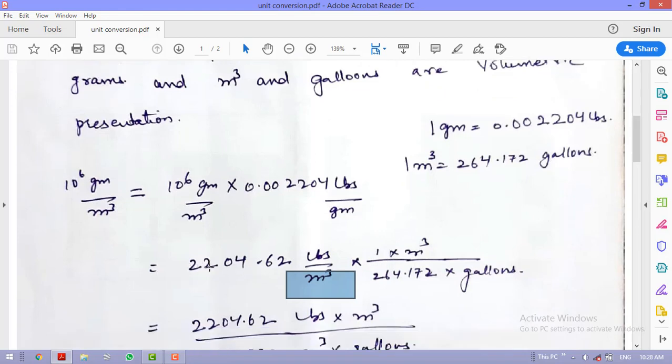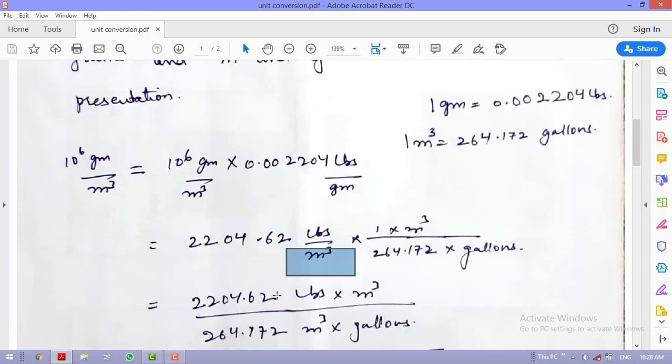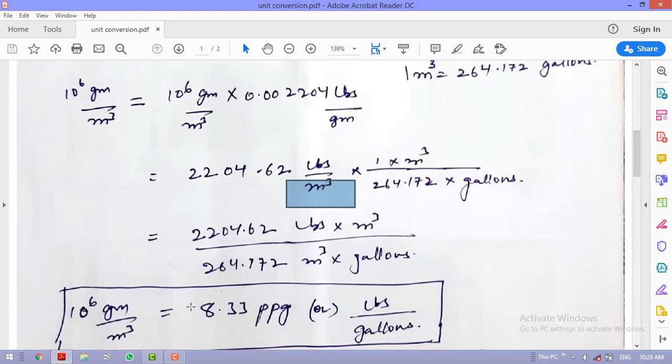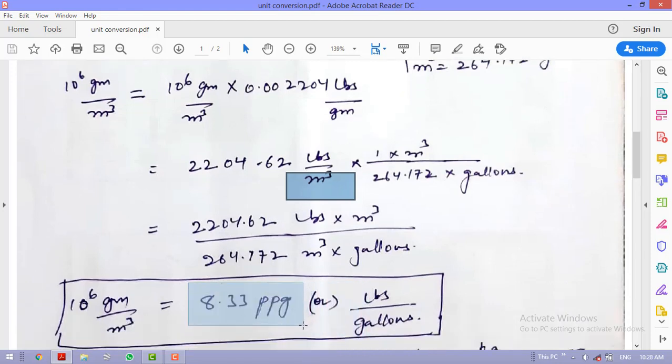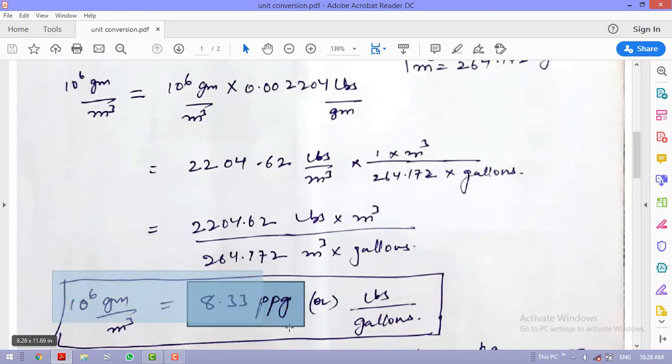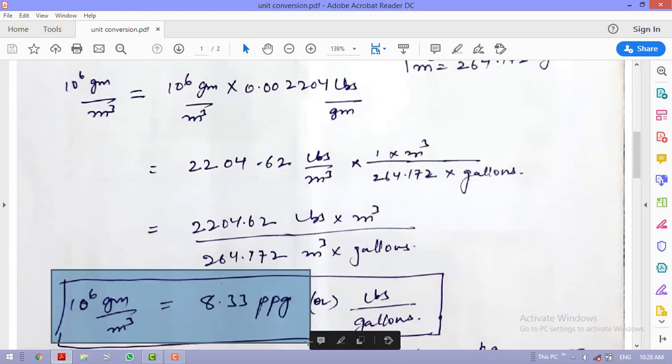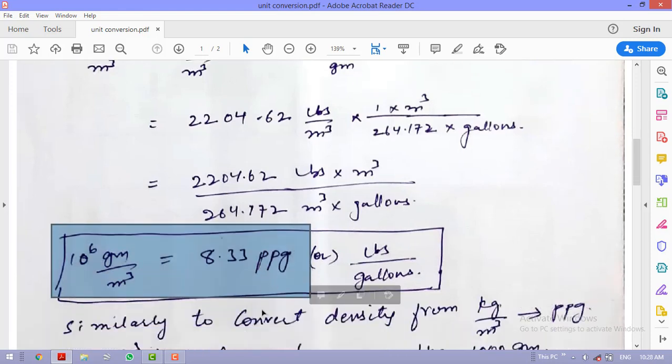So this 2204.62 lbs per meter cube, if it is divided by 264.172, then you get the answer as 8.33 ppg. You can even see in terms of units that meter cube and meter cube get cancelled, and finally we get lbs per gallon, which is nothing but pound per gallon, ppg. So here you can see that I have converted 10 power 6 gram per meter cube to 8.33 ppg, right?